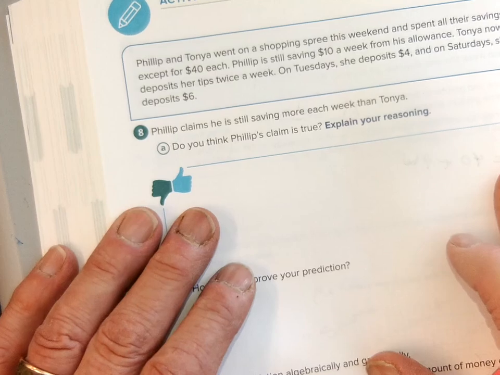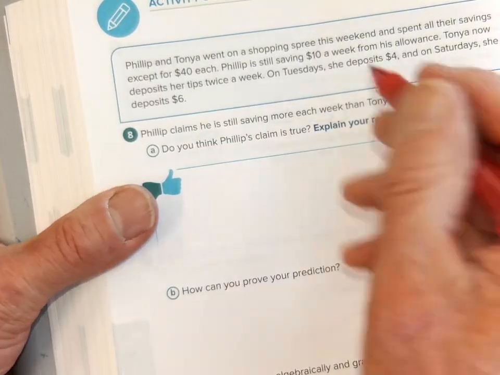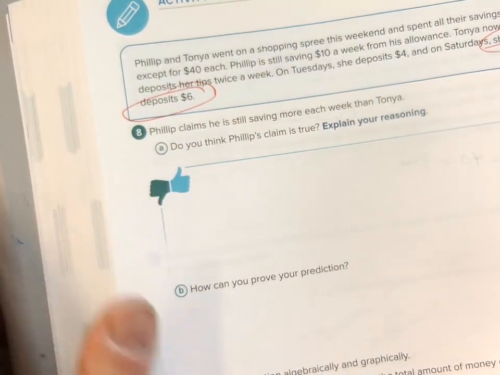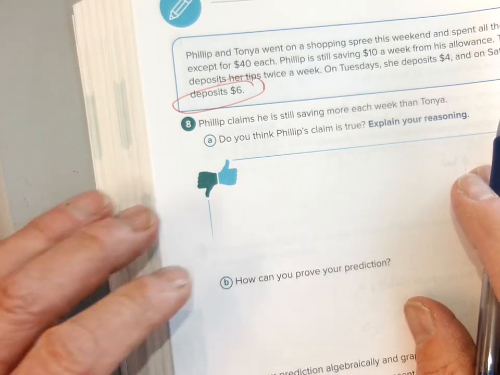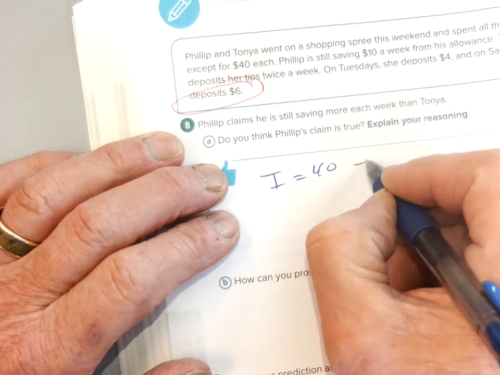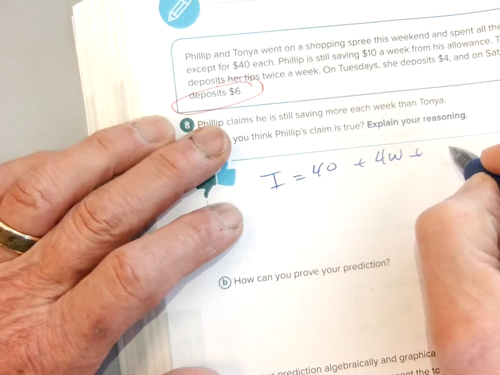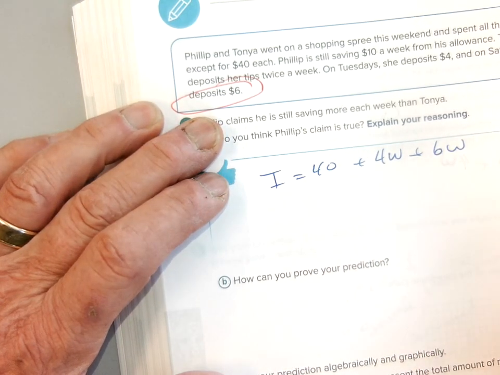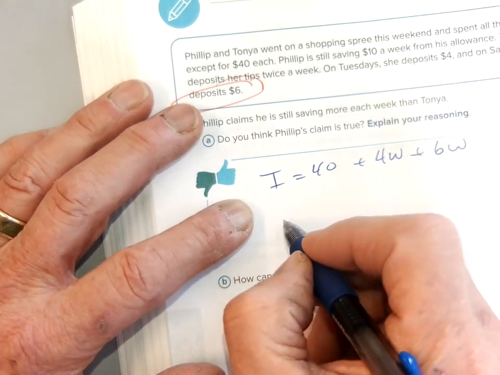Now, Philip claims that he's still saving more money each week than Tanya. That's true, unless she deposits an additional 6, okay? Now all of a sudden she starts to deposit an additional 6. She knows she's not going to keep up with these guys, so she says, my income now is my $40 plus my $4 in waitressing, plus now I'm going to put $6 more a week on because she started working on Saturdays. So yeah, she is going to make the same.